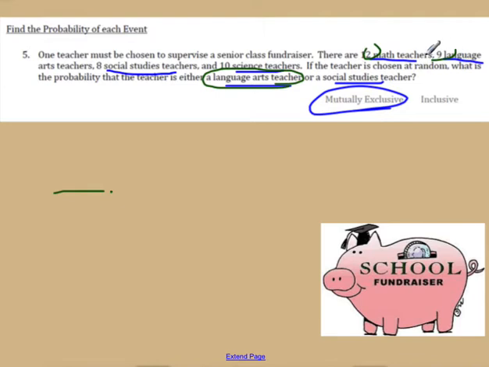We have 12 plus 9 plus 8 plus 10. So that gives us 39 total teachers. So there's 39 total language arts teachers. Okay, total teachers, and then there are 9 language arts teachers. So the probability of it being a language arts teacher is 9 out of 39. So now that's taken care of.